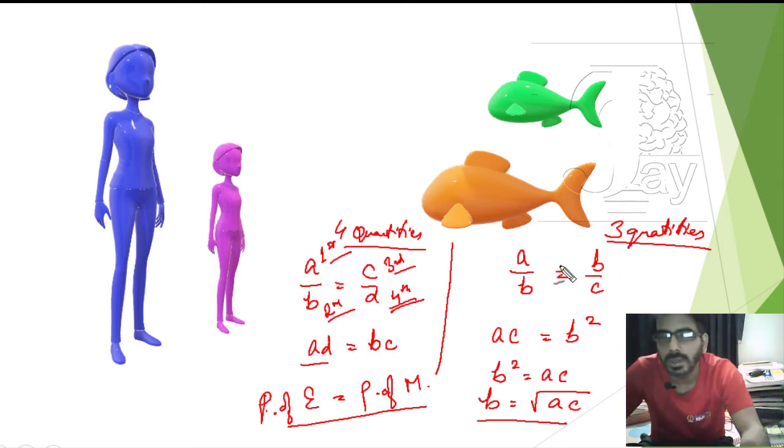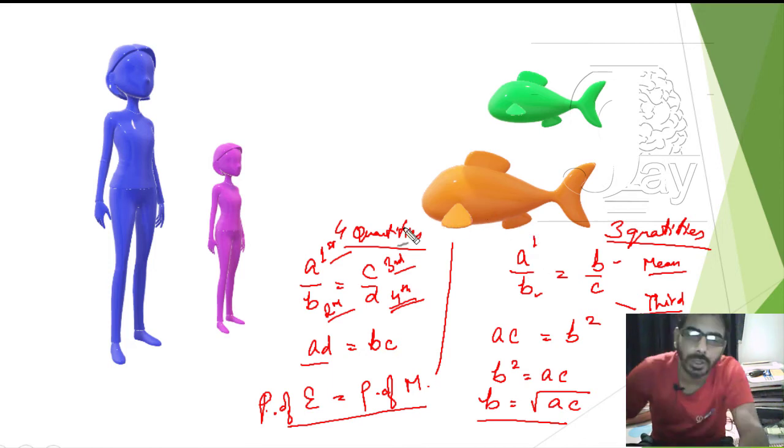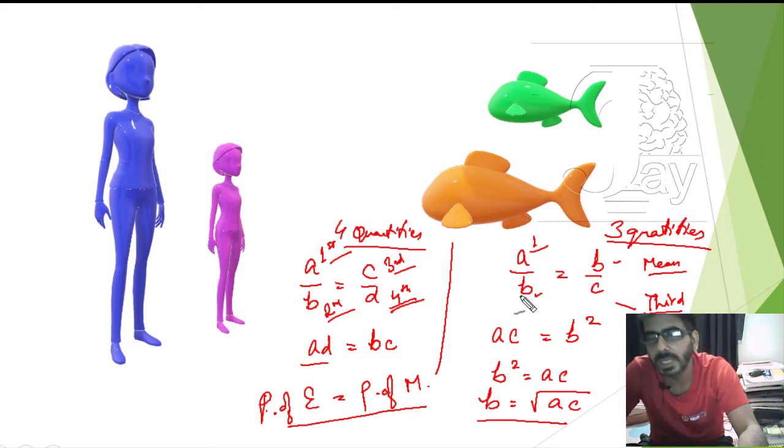Now here also you have the first proportional, and B is known as the mean proportional, and C is the third proportional. So that's simple. Where you have four quantities, you have first, second, third, and fourth proportional, and where you have three quantities, you have first proportional, third proportional, and the middle one is known as the mean proportional. That's the thing you need to remember, and the whole exercise is simpler.